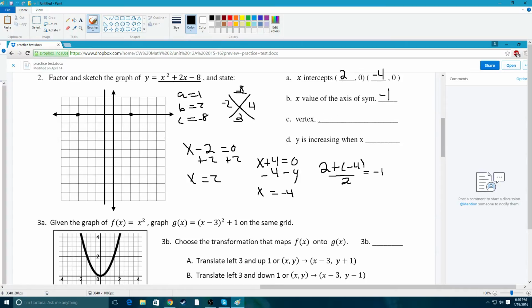Okay. So for the vertex, we're going to take this number and plug it in. So this is -1 squared plus 2 times -1 minus 8. That's 1 minus 2 minus 8 for an answer of -9. So our vertex is at -1 comma -9.